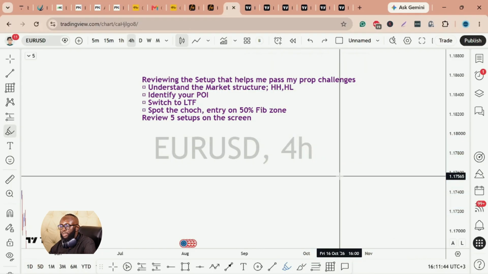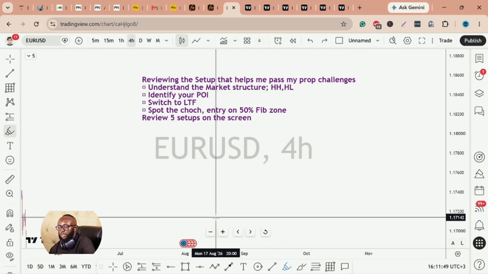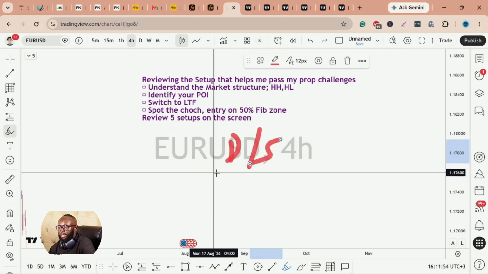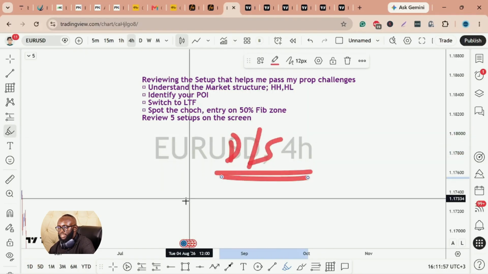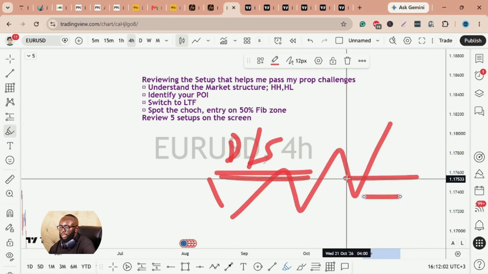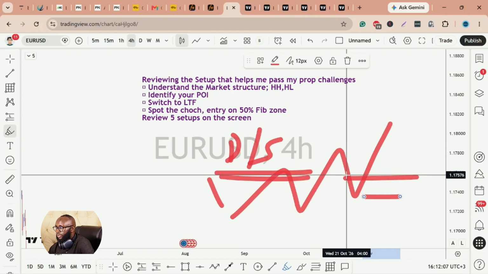Now, number two is that you need to pick a very good and high quality point of interest. In my case, I'm always trading the demand and supply. Once the market comes to demand levels, I want to look for buys, and once the market comes to the supply zones, I want to look for sells. So the demand and supply zones are my point of interest.